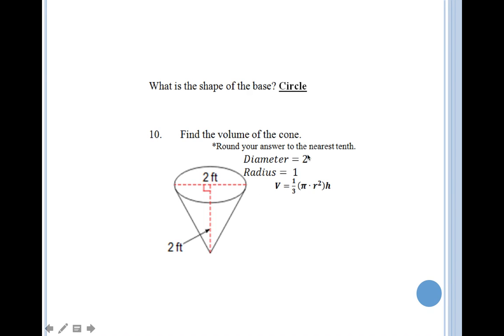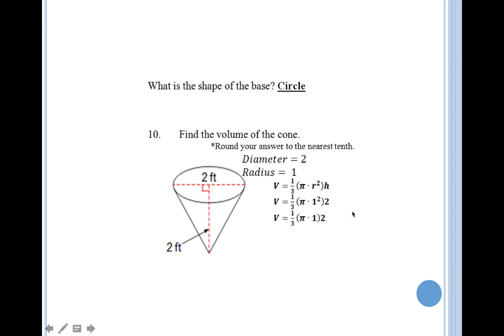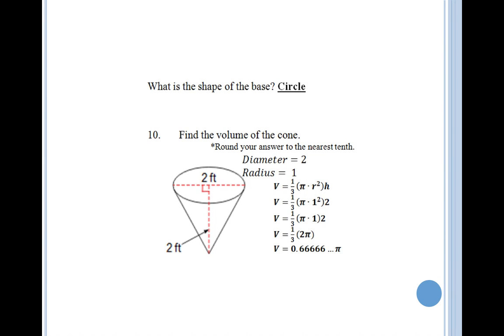So like I said before you left, the radius is 1. We figured that out because this whole thing is the diameter. You have to cut this in half. Divide it by 2. That gives you 1. Plug in 1. My height is 2. So when I plug it in, it looks something like this. 1 squared, or 1 times 1, is still 1. I'm going to do 1 times 2 is 2. I'm going to do 1/3 times 2, or 2 divided by 3. You get 0.6 repeating pi.